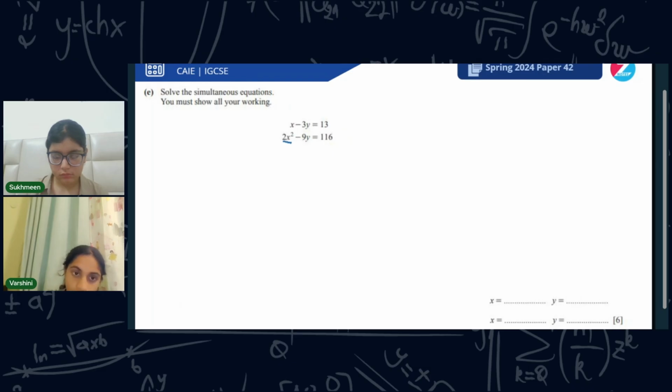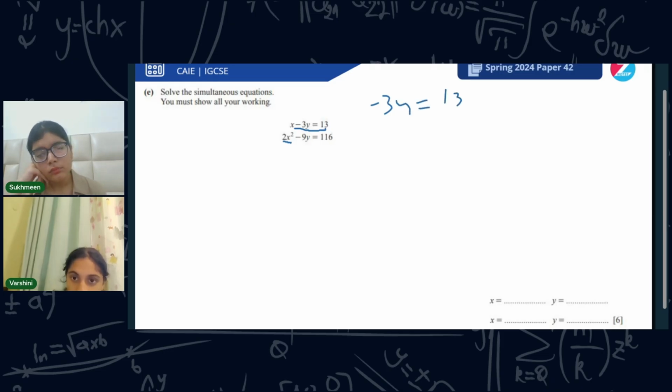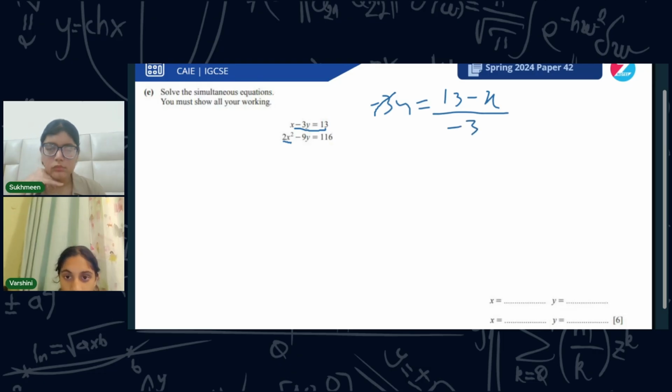So we're just going to put this equation in terms of y first. So let's make y the subject of the formula. So we're going to subtract x from both sides to get rid of this x first. It's going to be minus 3y equals 13 minus x. And now we just have to get rid of minus 3y, so we're going to divide both sides by minus 3. Okay, so now we have y.